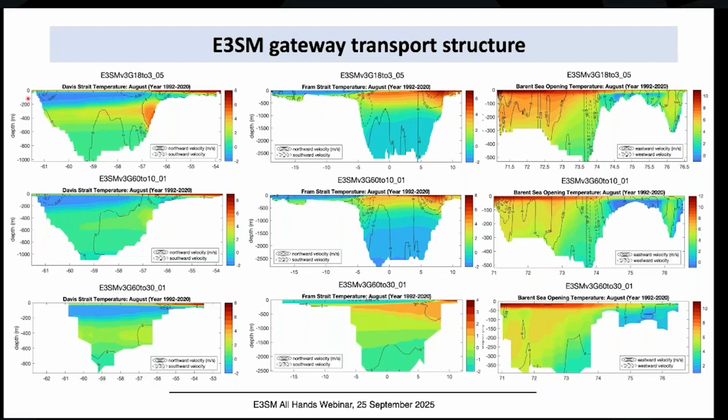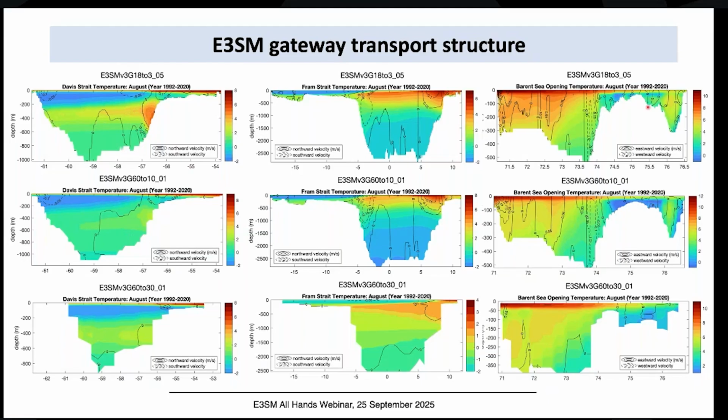E3SM gateway transport across Davis Strait on the left, Fram Strait in the middle, and the Barents Sea opening on the right. It's comparing the E3SM AEROSI at the top, 60 to 10 high-res RASM in the middle, and the 60 to 30 lowest resolution at the bottom. The main thing is that we're underestimating the amount of water flowing to the north through those gateways and the heat transport, represented by temperature transport, which is the color shading, in all the simulations.